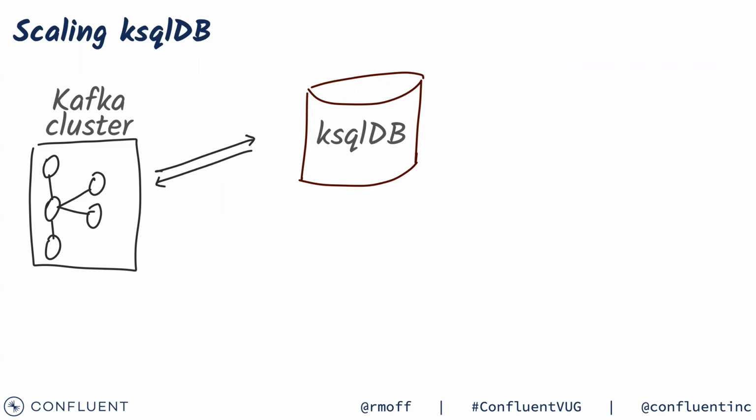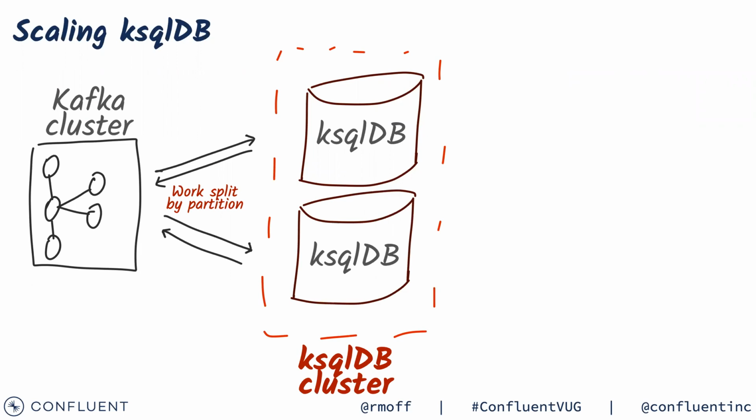So ksqlDB, we deploy separately. It's also just a JVM process. And we can have one, and we can have many. And as we scale it out, the work will get allocated and processed, split out by the partitions that we have in our source data.